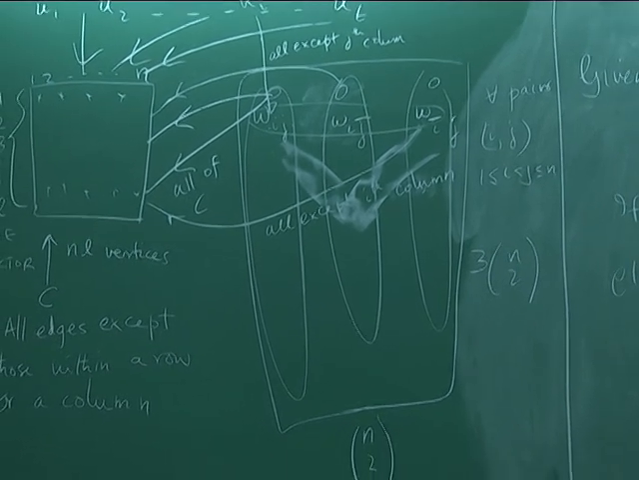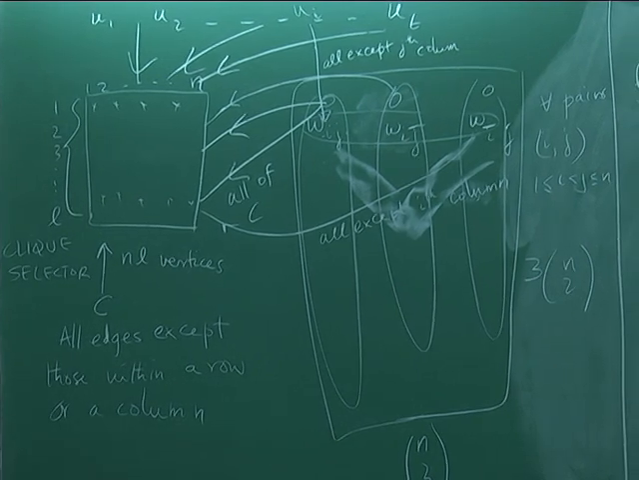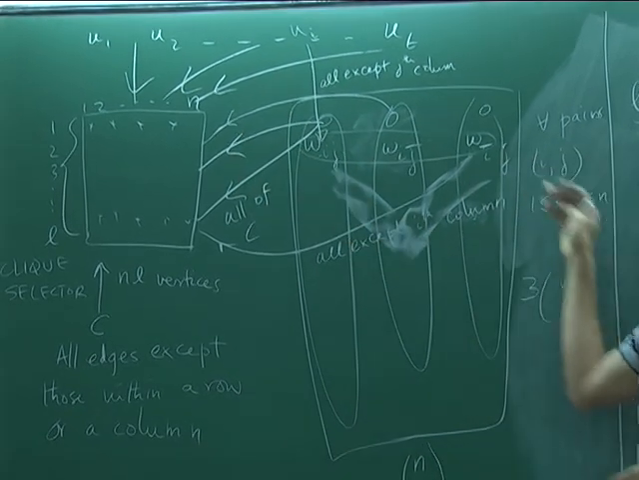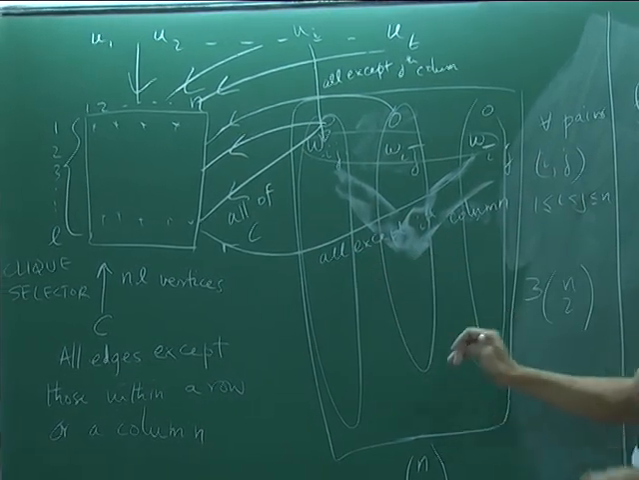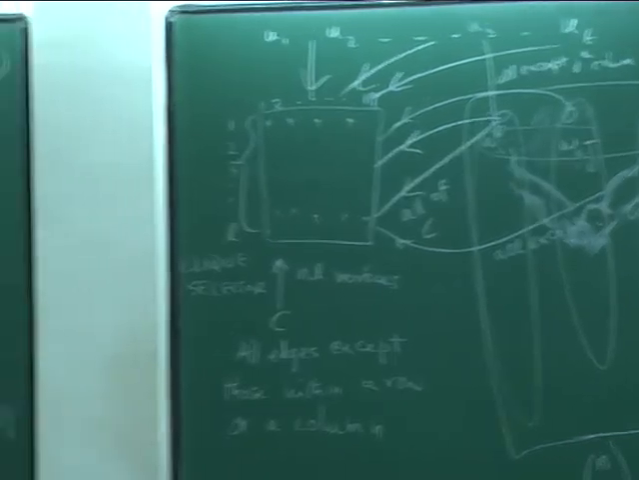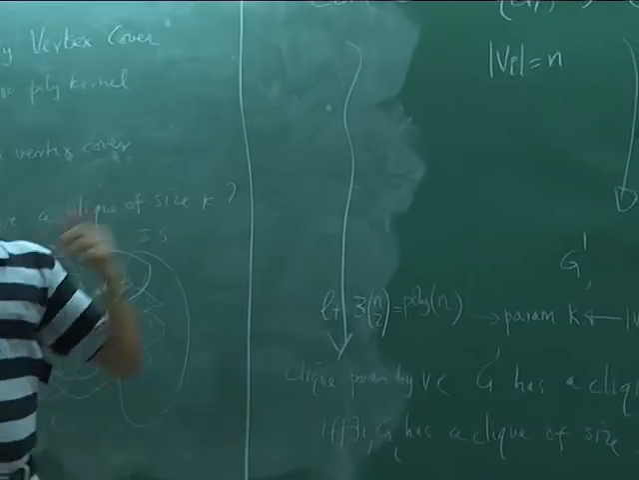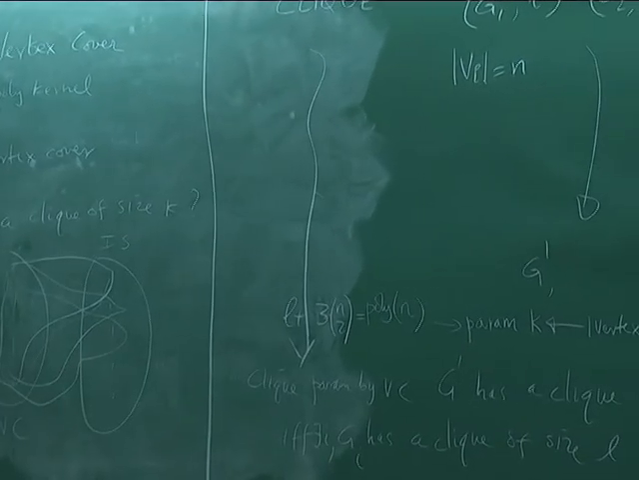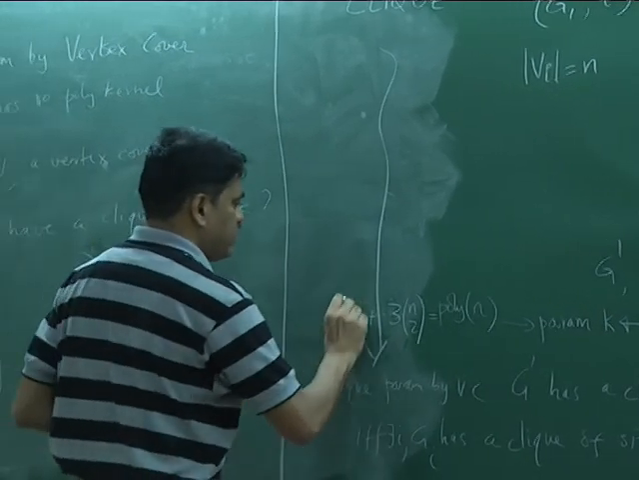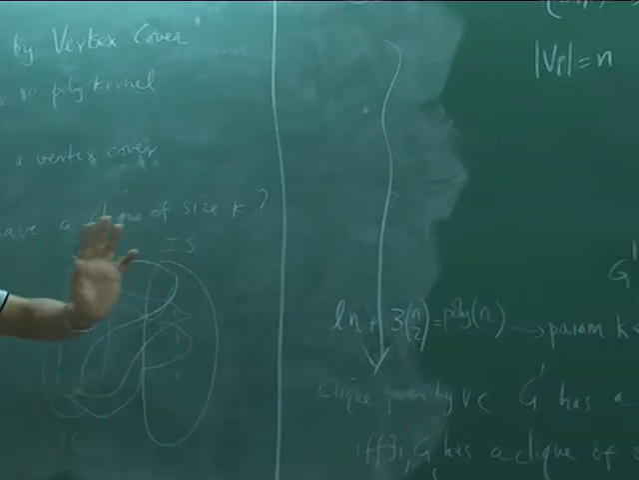So, what is the size of the vertex cover here? The top part is independent. So, everything else forms a vertex cover which is of size L plus 3 n choose 2. So, it is not n choose 2, but L plus that, but still polynomial in n. It is about n square. So, it is all fine.